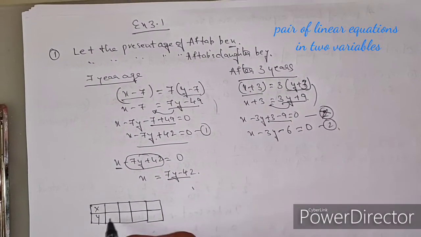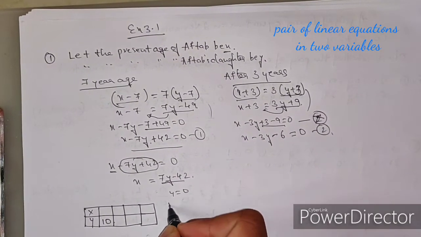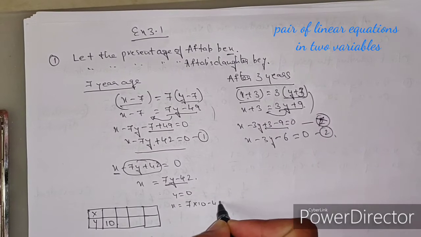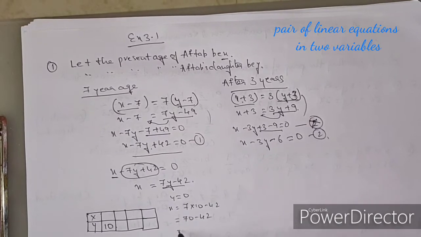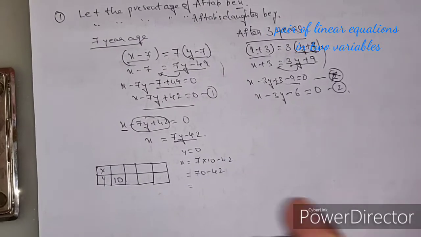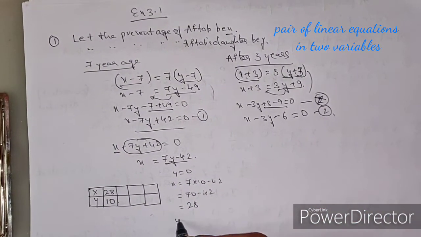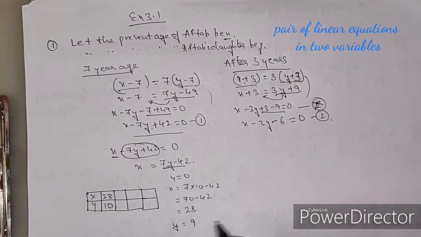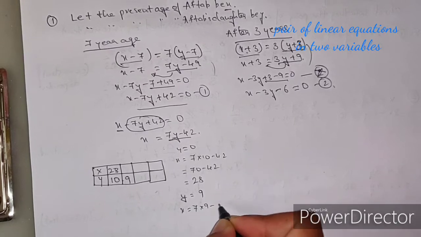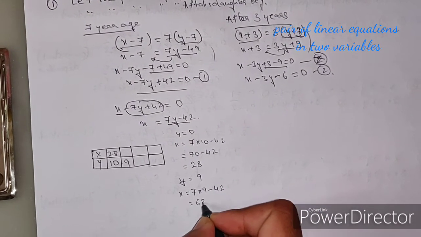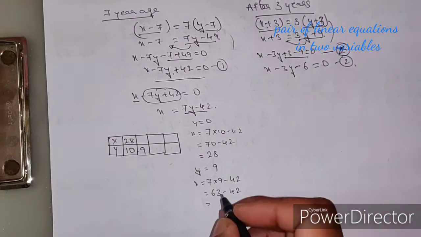So let us consider y to be 10. If y is 10, x becomes 7 into 10 minus 42. 7 into 10 gives 70 minus 42. What is 70 minus 42? It is 28. Let us consider y to be equal to 9. If y is equal to 9, x will be equal to 7 into 9 minus 42. 7 9s are 63. 63 minus 42. What is 63 minus 42? It will be 21.